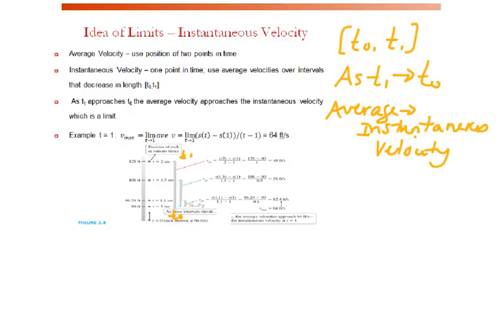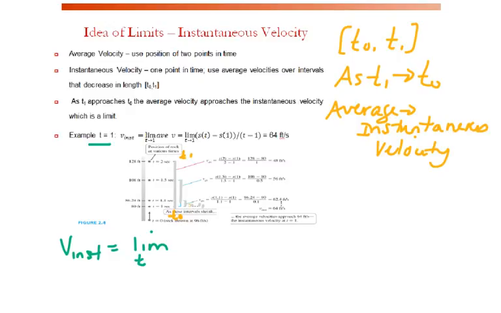To find the average velocity, I take the change in position over the change in time. But as t1 gets closer and closer to t0, the average velocity is going to approach the instantaneous velocity. So let me write in formula what's happening here. The instantaneous velocity is a limit. In fact, in this example, it's the limit as t approaches 1, so the interval is 0 to 1.